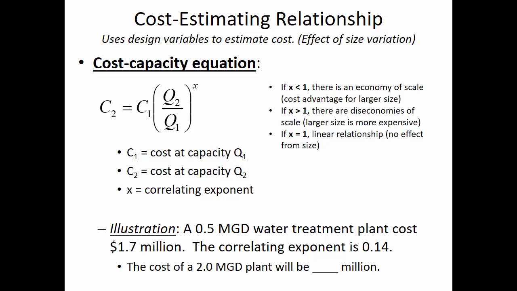X is 0.14. And what we're trying to do is predict the cost of item 2. So if we substitute into the equation, the original item that we have the data for was 1.7 million. And the ratio of size, our new one is going to be 2.0, our old one was 0.5, and we take it to the exponent of 0.14. So I think everyone has calculators today. Will you tell me what is the projected cost of this larger treatment plant?